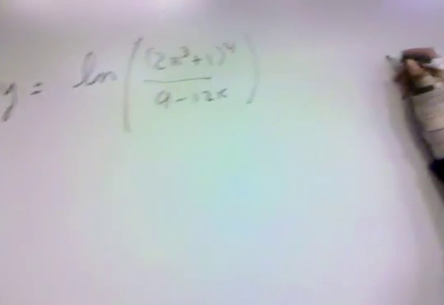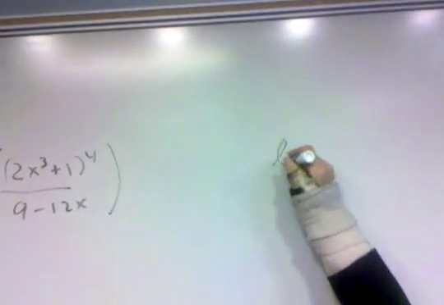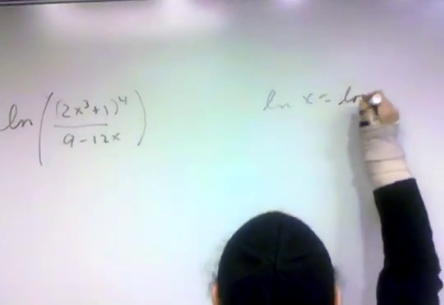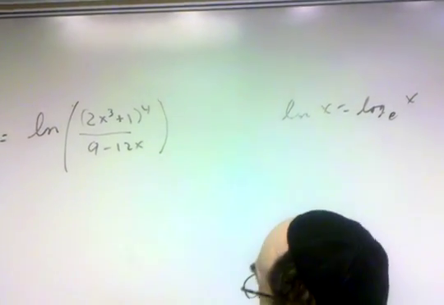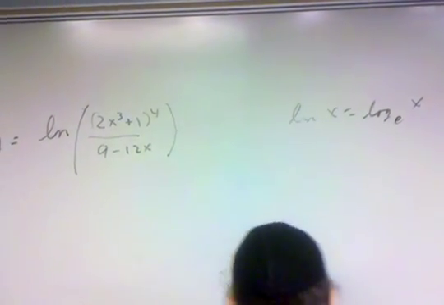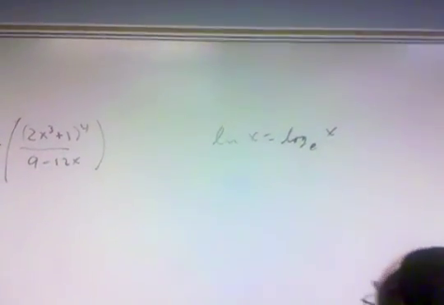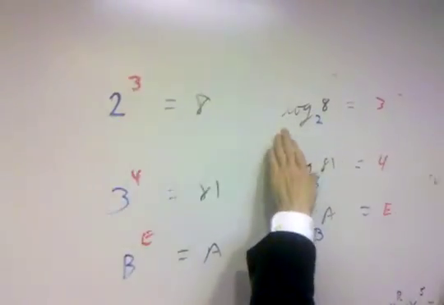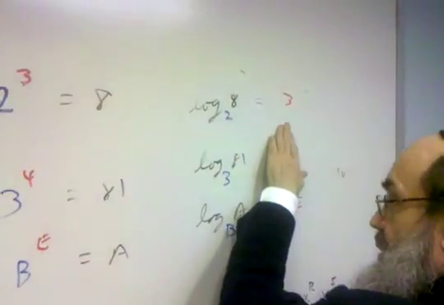Remember, ln of x means log base e of x. Something special notation, where e is a special number. In order to understand the rules of log, or review them, let's look at this here. 2 cubed is 8. I can also write log of 8 in base 2 is 3.